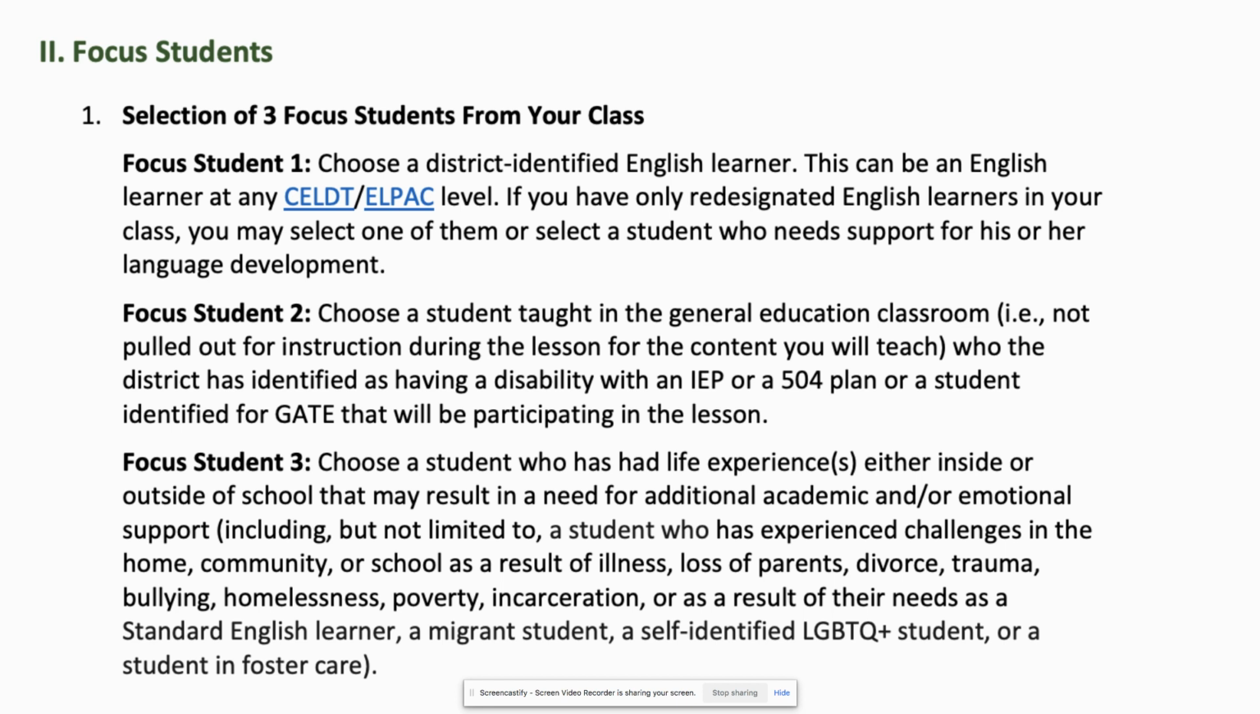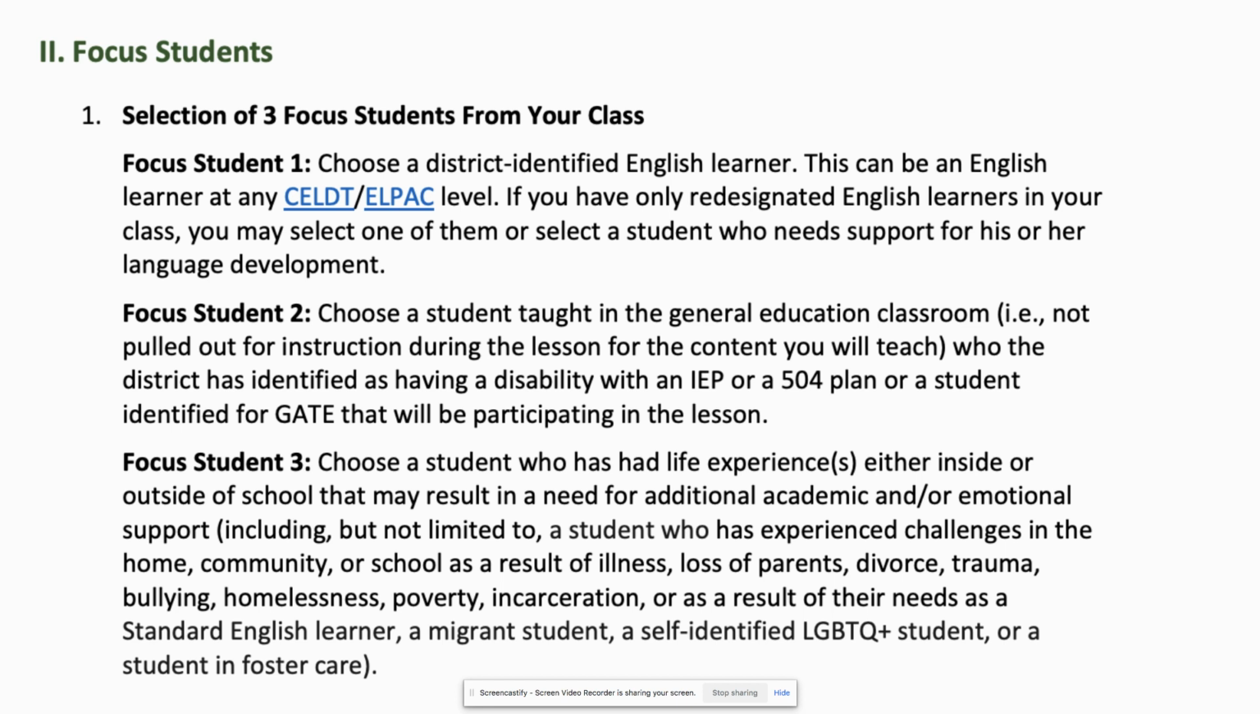And again, if this focus student number 1 is an English learner, you want to think about the academic language demand of your content standard, and you'll want to consider how you are going to provide scaffold support for language demand.